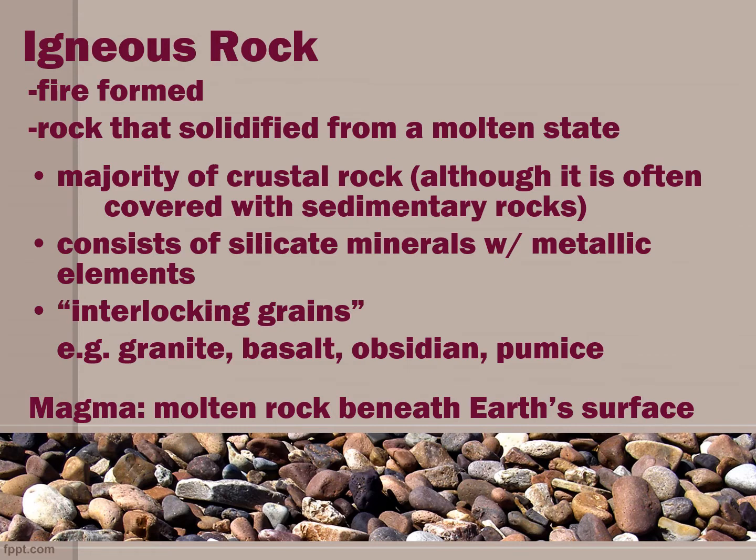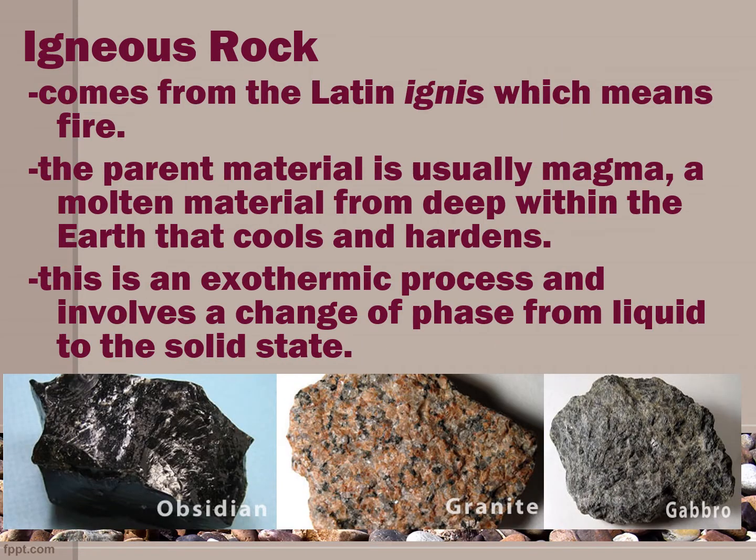Majority of the crustal rock are formed by igneous rocks, and although it is often covered with sedimentary rocks, consist of silicate materials with metallic elements, and they have interlocking grains, your granite, basalt, obsidian, and pumice. So magma is a molten rock beneath the Earth's surface. Okay, magmas are nabuo or molten rocks sa ilalim ng lupa. It came from the Latin word ignis, which means fire.